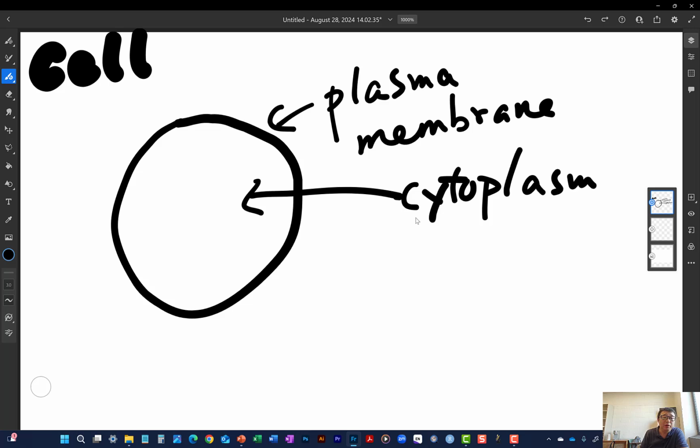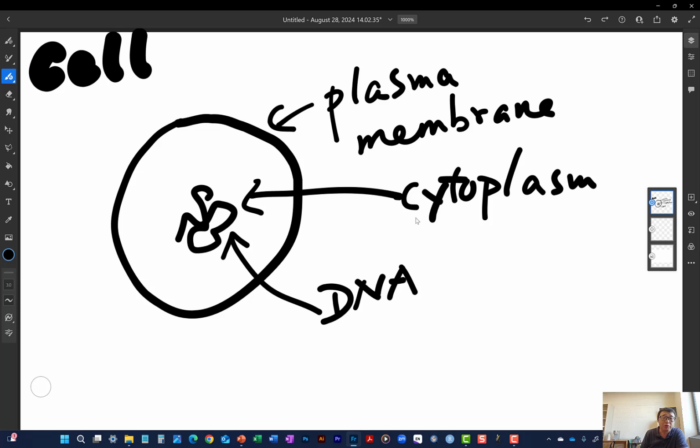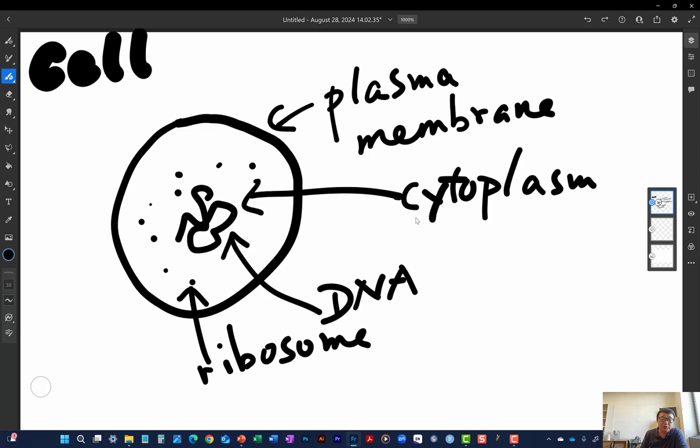In the cytoplasm, special molecules stay here. Sometimes it's circular, sometimes it's linear. This is the DNA. All cells have DNA, and DNA serves as the genetic material to transfer genetic information from one generation to the next generation. And then in the cytoplasm, there are different things. What is common in all types of cells are these things we call ribosomes. A ribosome is a molecular machine whose function is to make proteins. So those are the common features of all cells.